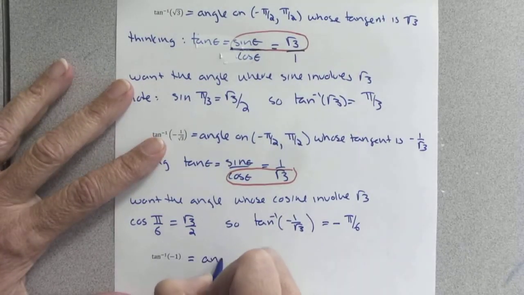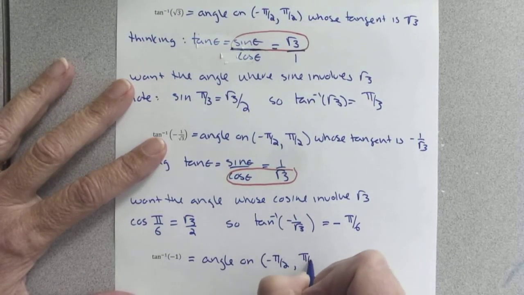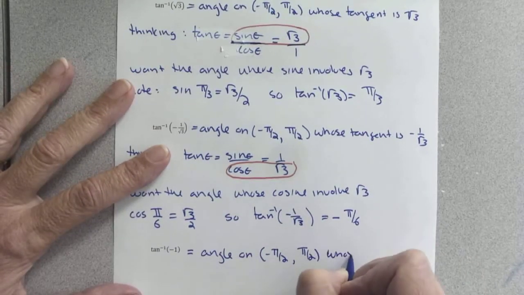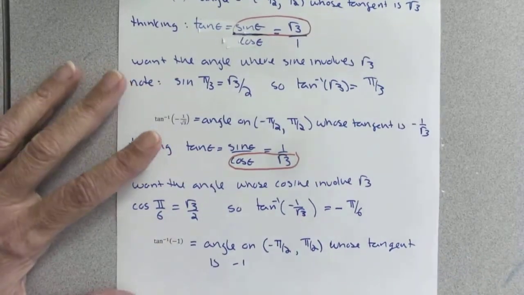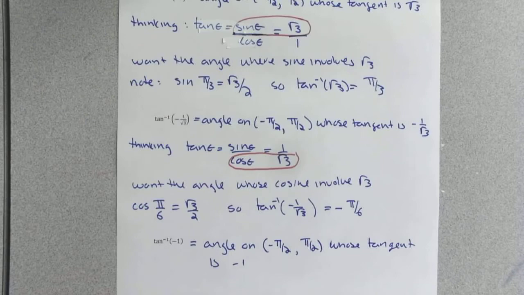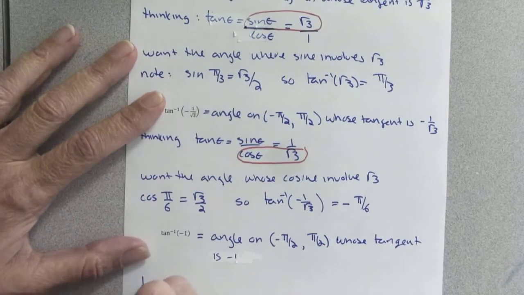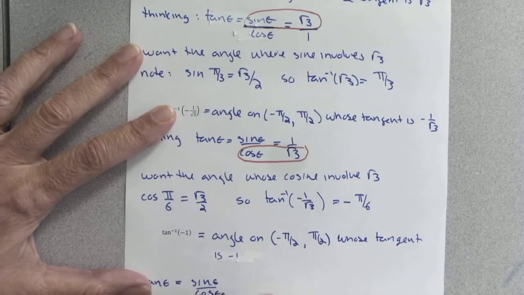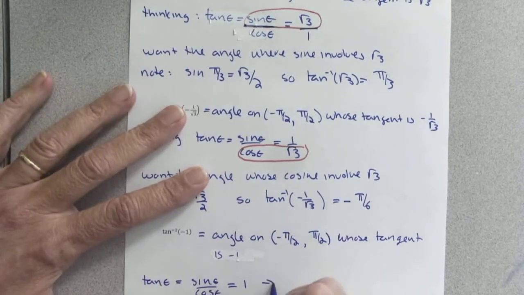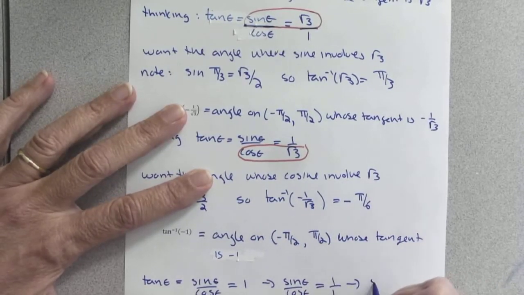So last one, angle on negative pi over 2 to pi over 2, whose tangent is negative 1. And again, the negative angles are just going to have negative answers, so I don't really need to worry too much about the negatives here. So let's just go tangent theta equals sine theta over cosine theta equals 1. Or that sine theta over cosine theta equals 1 over 1. Or that sine equals cosine.